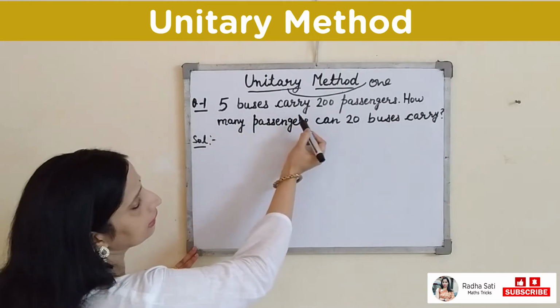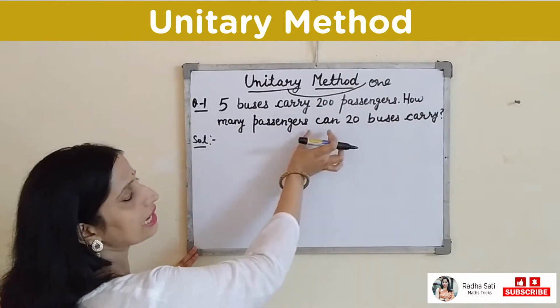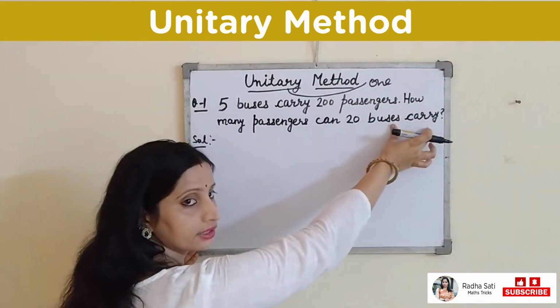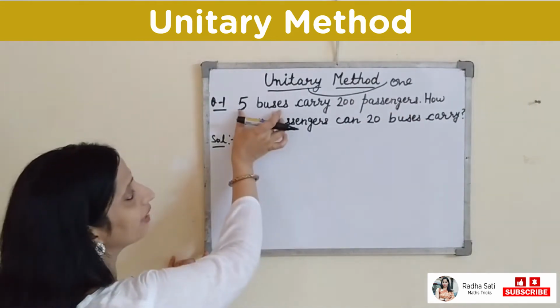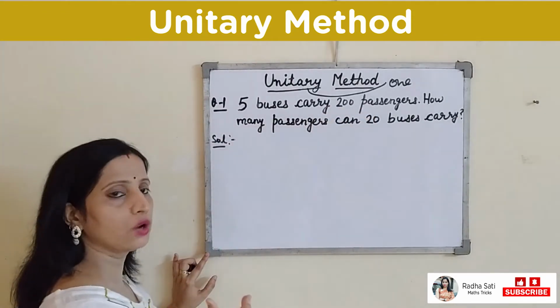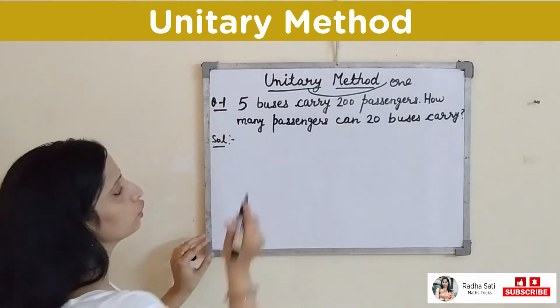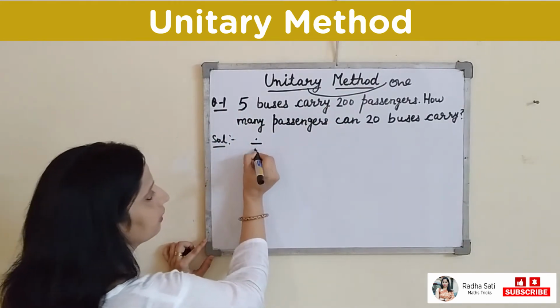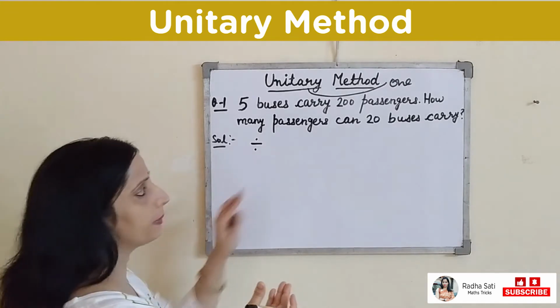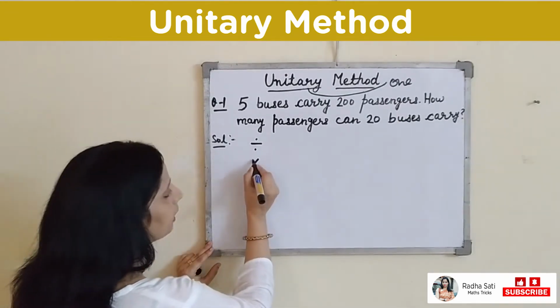5 buses carry 200 passengers. How many passengers can 20 buses carry? This means it is given that 5 buses carry 200 passengers. So first we have to find out how many passengers can be carried by one bus. So for this we will divide. And then we will find out the passengers carried by 20 buses. So for this we will multiply.